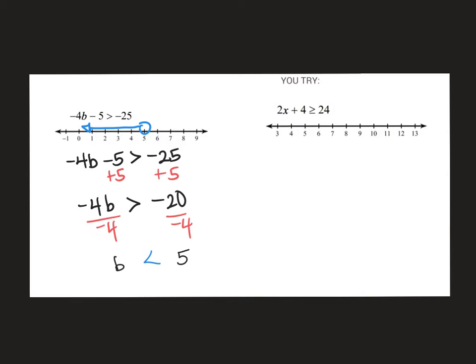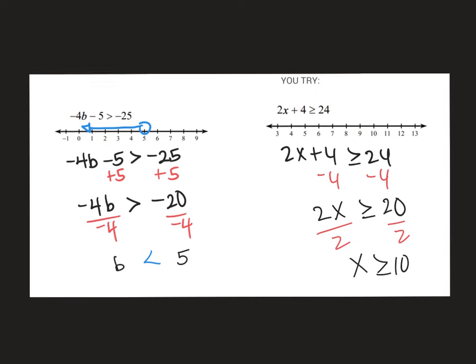You try this one on your own. 2x plus 4 is greater than or equal to 24. For this one, you should have gotten x is greater than or equal to 10, and that would have been a closed circle on 10 pointing to the right.